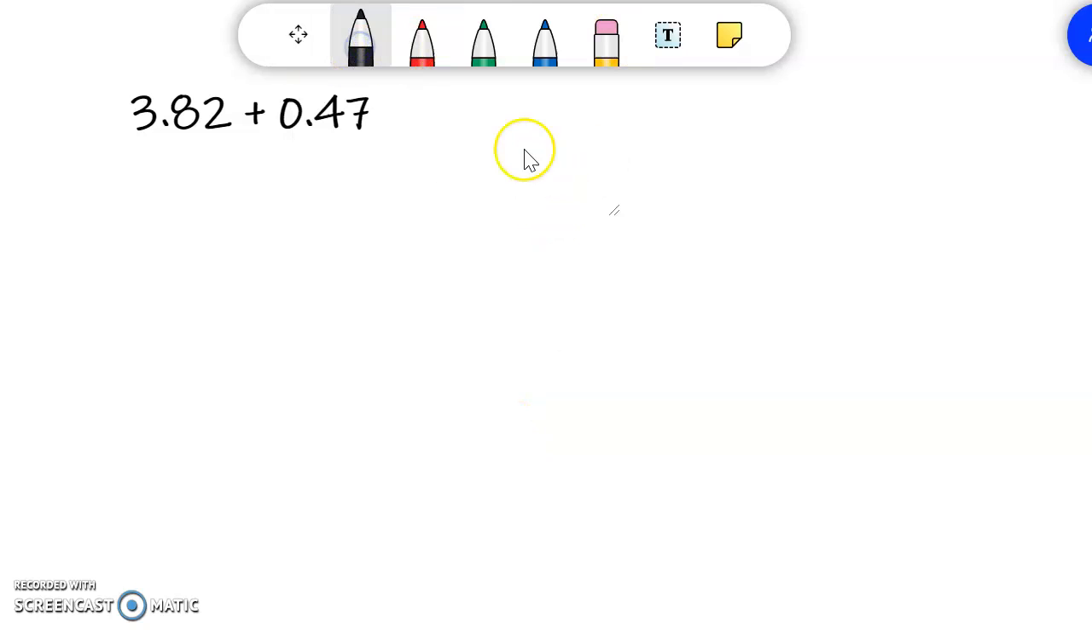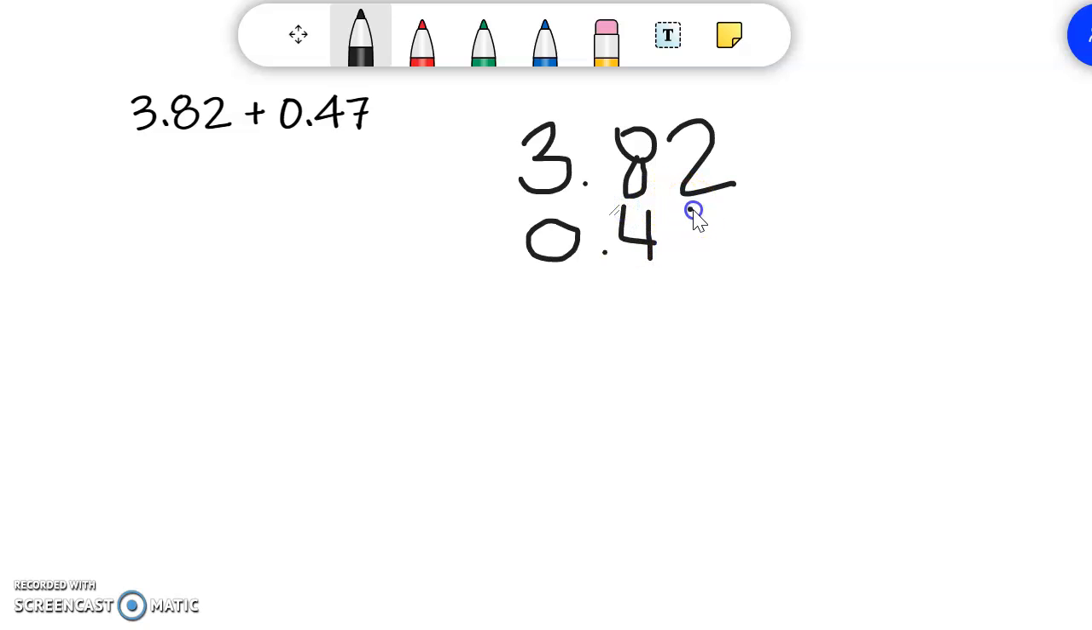So the first thing I'm going to do is line my two numbers up based off of place value. So the 3 is in the ones place, the 8 is in the tenths place, and the 2 is in the hundredths place. And then in 47/100ths, the 0 is in the ones place, the 4 is in the tenths place, and the 7 is in the hundredths place. So then I'm going to draw my bar and add my addition sign, because my question asks, how many miles does Michael travel from home to school?